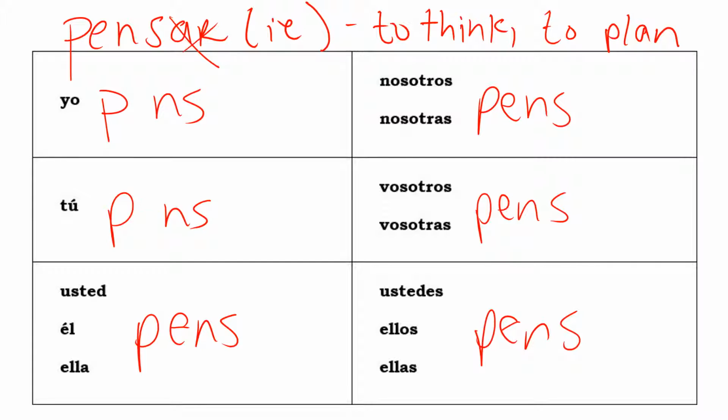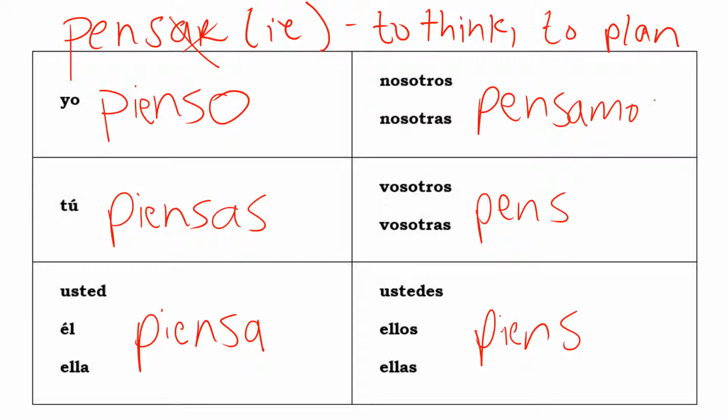Remove this E in the boot only, so we leave nosotros and vosotros alone, and I'm going to change all of those to IE. So instead of my stem being pens, it is now piens. Now I can add my regular AR endings to my stem and have my forms of the verb pensar. Yo pienso, tú piensas, él, ella, and usted piensa, nosotros pensamos, vosotros pensáis, and ellos, ellas, ustedes piensan.